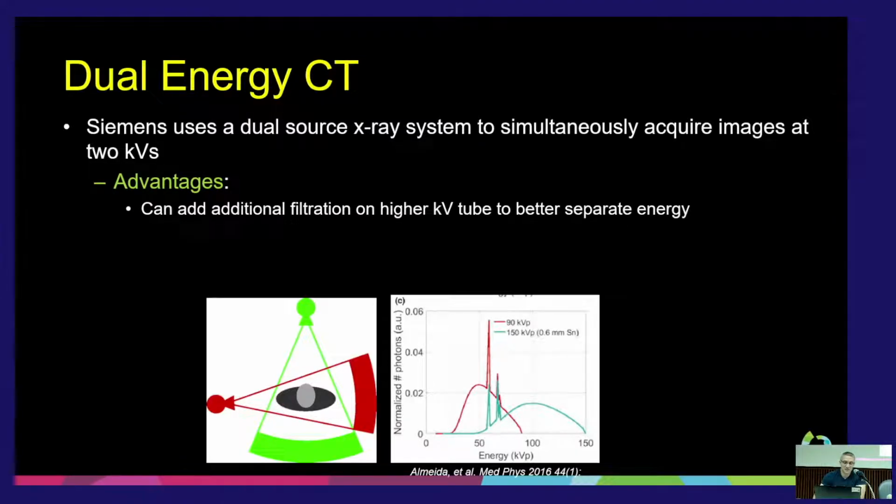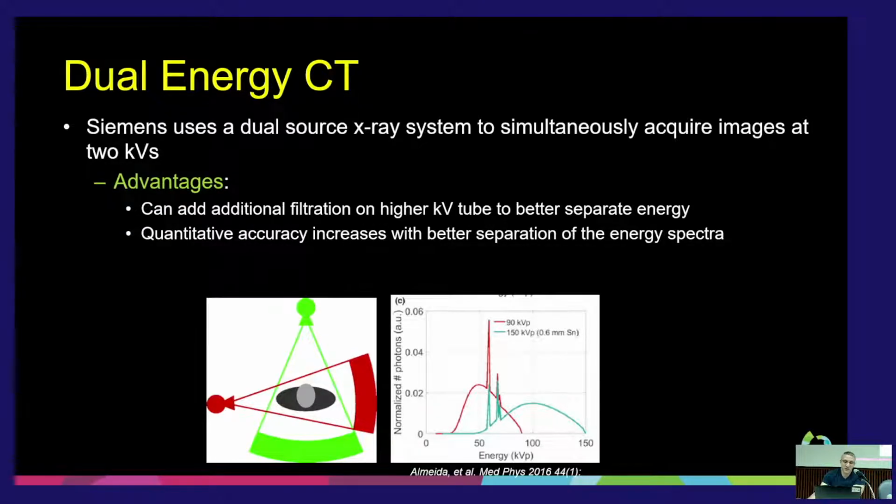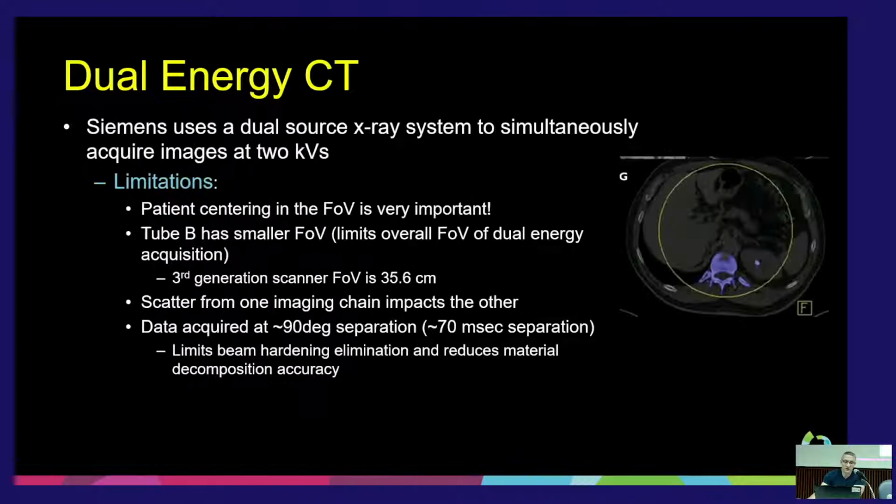So on the Siemens system, they have a dual source. One of their systems is a dual source, and each tube will be able to operate at different kV values, and they are actually able to separate them even more by putting, as I said, different filtration in one of the beam paths. And so you can get really good separation of the spectrum.